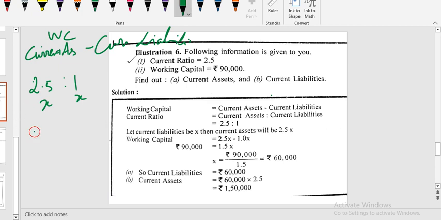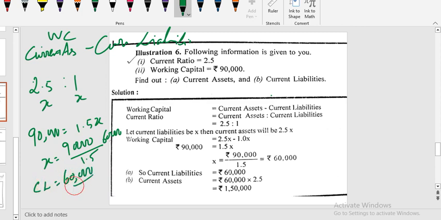It is given that working capital is 90,000. So 90,000 equals 2.5x minus 1x, which is 1.5x. So now x is equal to 90,000 divided by 1.5, that is 60,000. So current liability is 60,000. So even though they have not given the current liability, by using this formula you can find out what the current liability is.